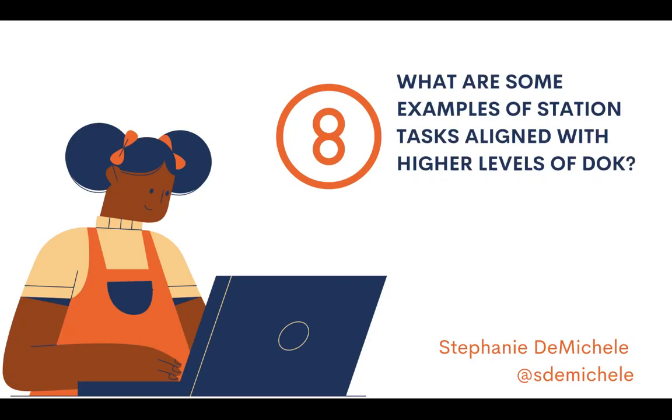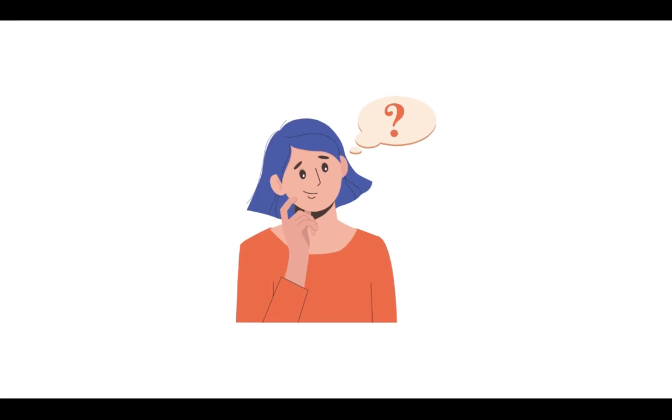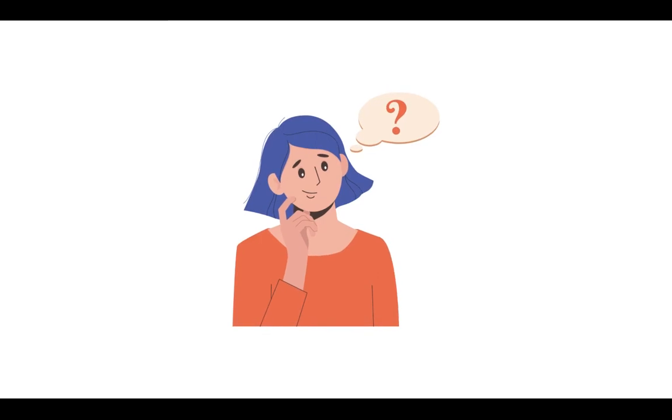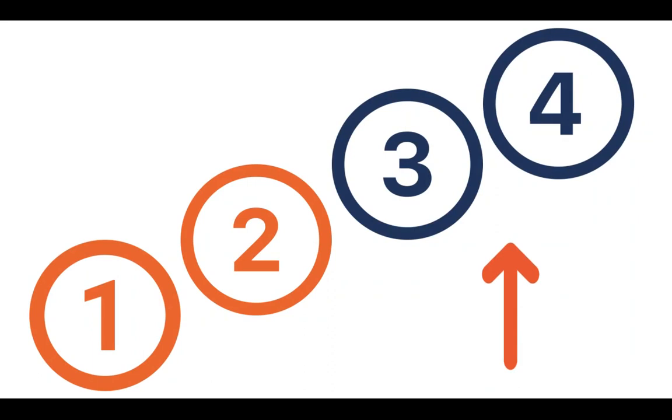Norman Webb's depth of knowledge model assists educators in creating learning opportunities for a variety of complexity levels. It's a framework for evaluating the level of complex thinking required to complete a task. There are 4 DOK levels useful for evaluating the rigor of a task.